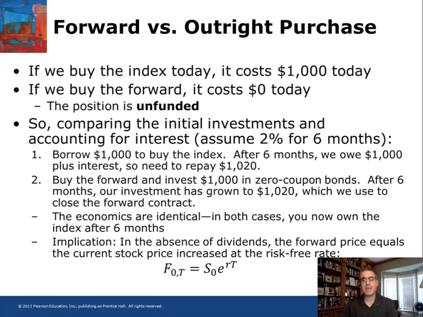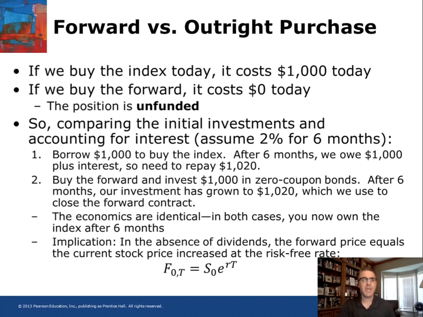This means that we have a relationship between the current price of the stock and the forward price. In order to be priced fairly, and in the absence of dividends, which we'll encounter next, the forward price must equal the stock price increased at the risk-free interest rate. We see notation for this at the bottom of the slide.